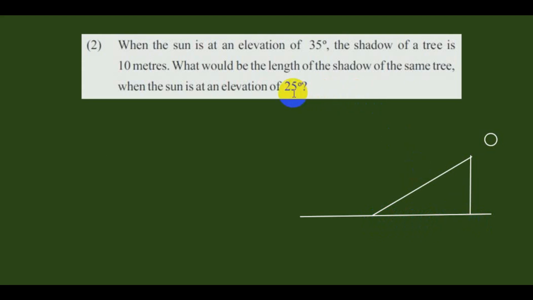When the sun is again observed at 25 degree angle, then the same tree makes a shadow again.